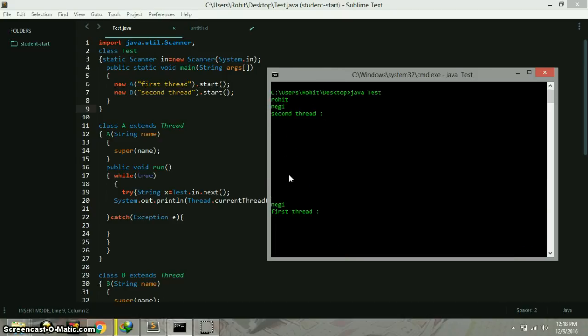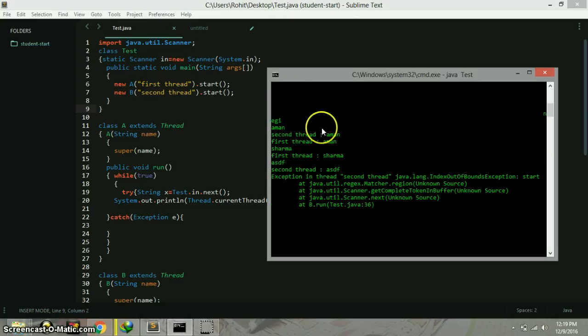And there's one more thing, I've entered Rohit Negi, but both the threads took the input Negi only. So where did the Rohit go? And after some execution of these threads, an unknown exception, index out of bound exception, occurred. I don't know why it occurred, but yes, I have this question. So if you can answer this question, great. So this is the second question.